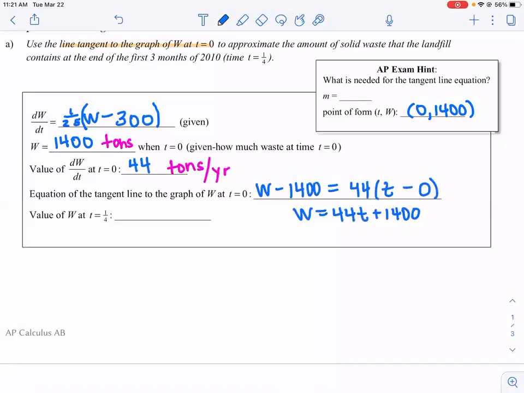Okay. So now let's use that. If we plug in 1/4 for t, what is W? Does it make sense that that value is higher than when t is 0? Why? W is an increasing function. Thank you. Okay.